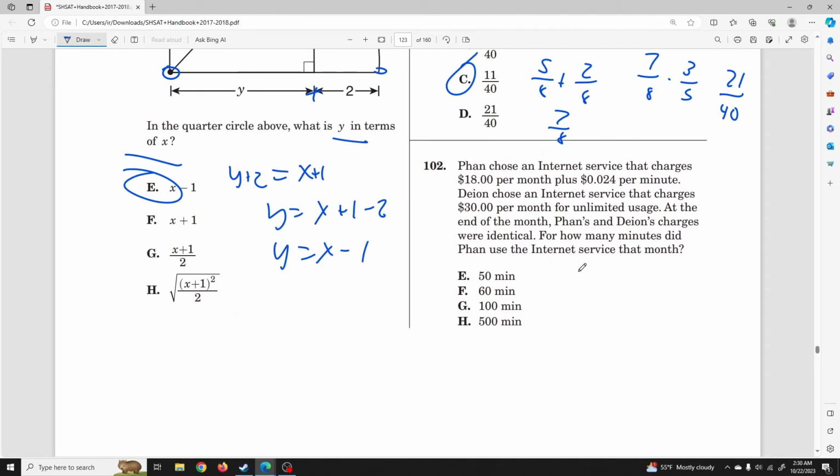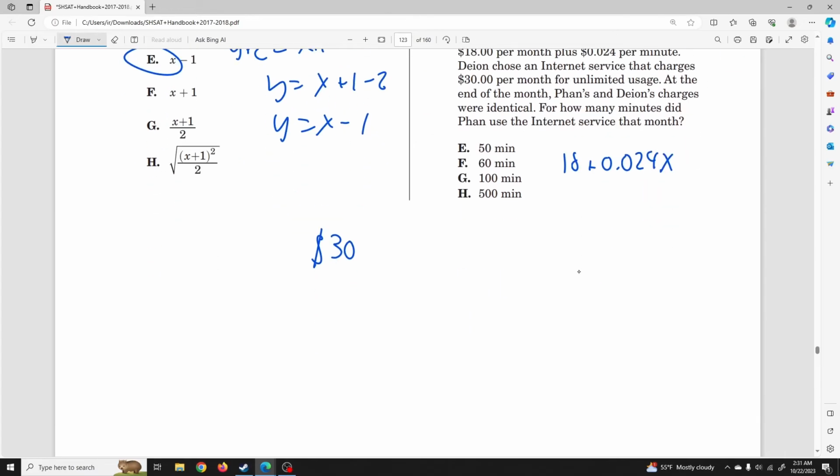It says, Fawn chose an internet service that charges $18 per month plus 0.024 per minute. Dion chose an internet service that charges $30 per month for unlimited usage. At the end of each month, Fawn and Dion's charges were identical. How many minutes did Dion use the internet? Right? So he just has a $30 flat fee, so he doesn't pay anything per minute. The other guy has an $18 flat fee, but he does pay this amount of money per minute, right? And they're equal to one another.